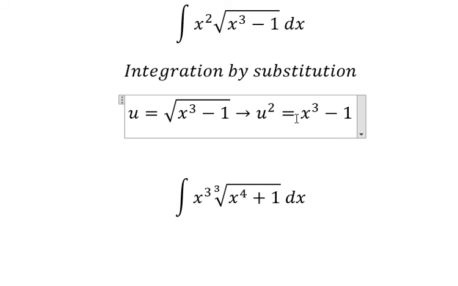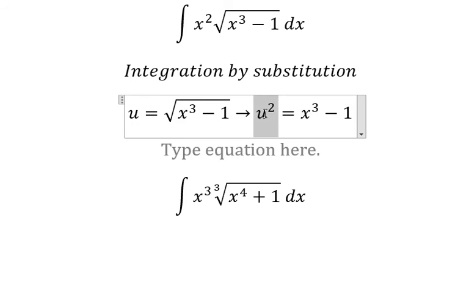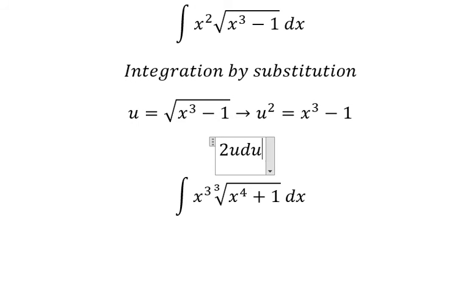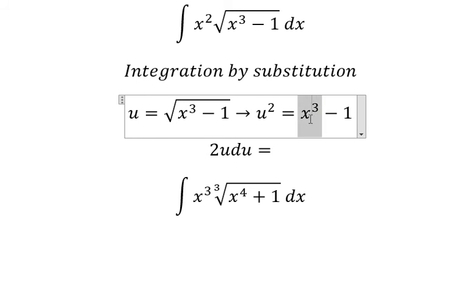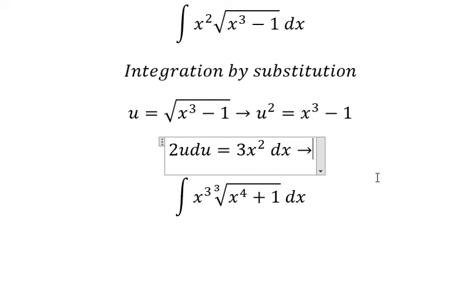Later, we take the first derivative of both sides. So the first derivative of u squared, you got 2u du. The first derivative of s to the power of 3, you got 3s squared ds. Because we don't have number 3 in here, we need to divide both sides by number 3.